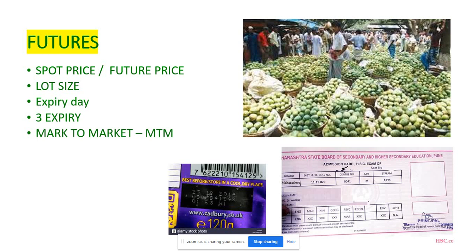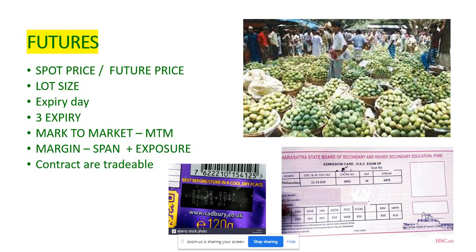There is another concept called MTM, which is mark to market. Here they debit a margin from your account, which consists of 2 components: one is SPAN and another one is exposure. We will have clear examples to understand all these things. As of now, understand that the contract you made between 2 persons, you can exchange with some other person. Anybody who wants to go out can hand it over to another person.